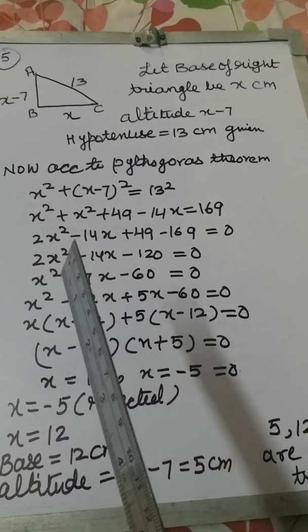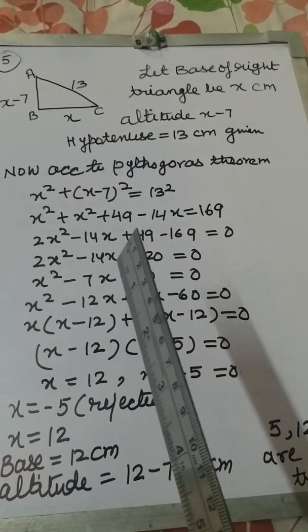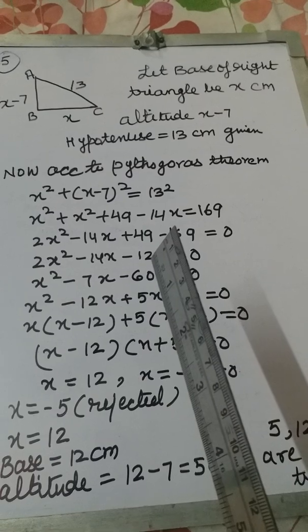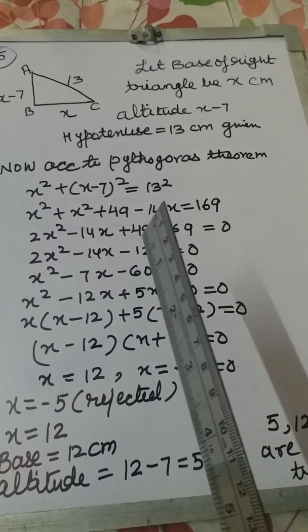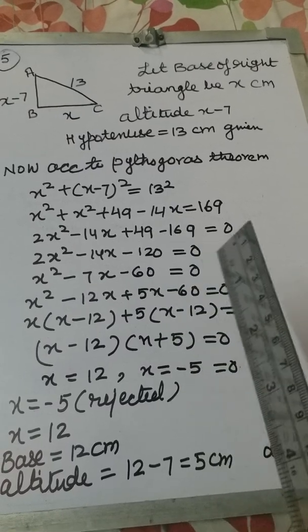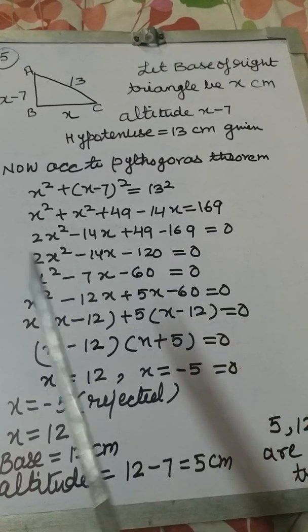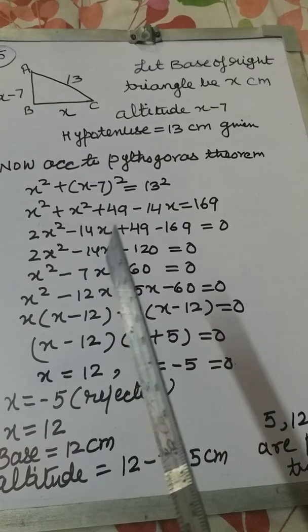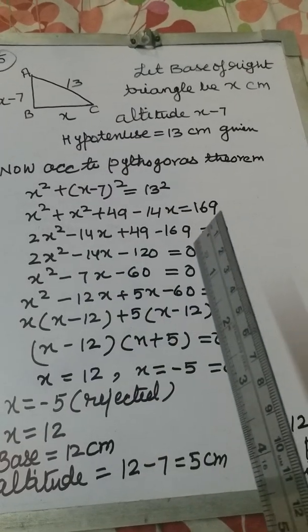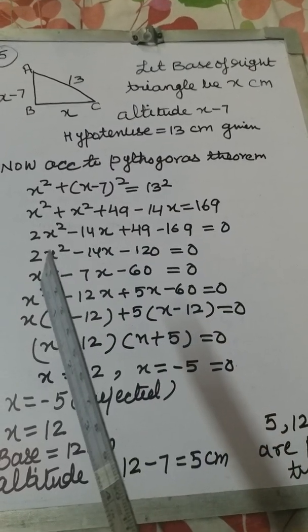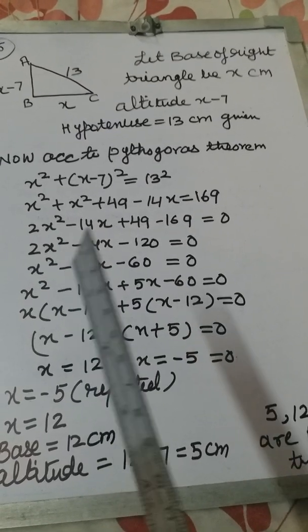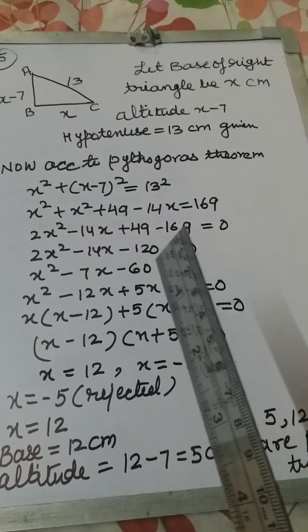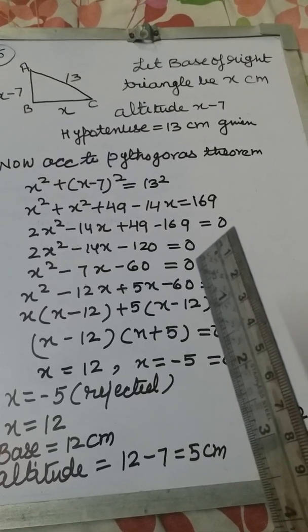Now 2x square minus 14x minus 120. How will this come? 49 minus 169. So minus 120 equal to 0. Now again this equation can be reduced by dividing the entire equation by 2. So when it is divided by 2, it will be x square minus 7x minus 60 equal to 0.